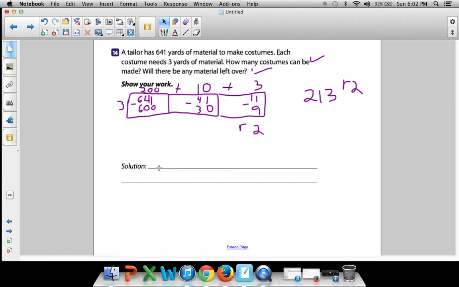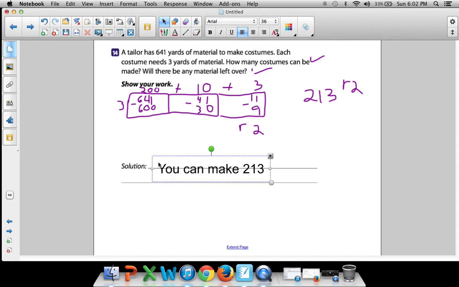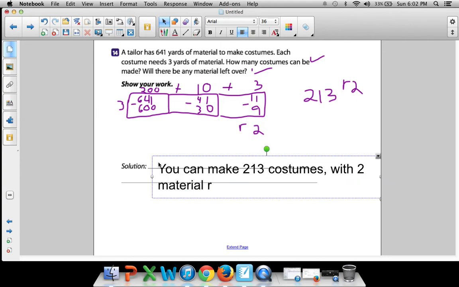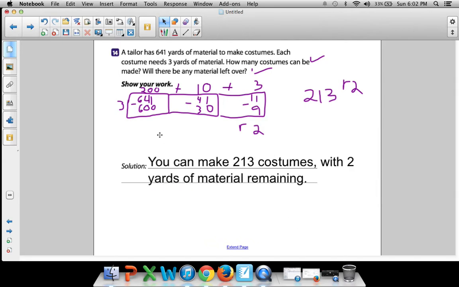So solution, it's a word problem. Let's use words to answer it. How many costumes can be made? You can make 213 costumes with 2 material remaining. That's our remainder. 2 yards of material, I should have said, because that's what it said in the problem. 2 yards of material remaining. All right, that's a good answer. And the hardest part of this is not the steps. The hardest part of this is the mental multiplication. And if you're not good at subtraction, I guess that can be a challenge too.